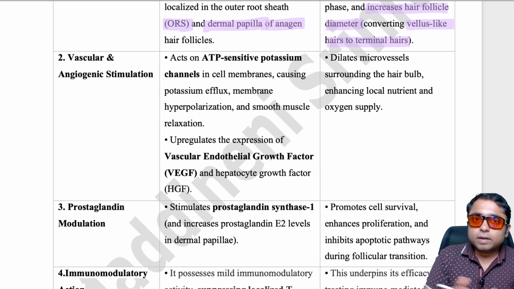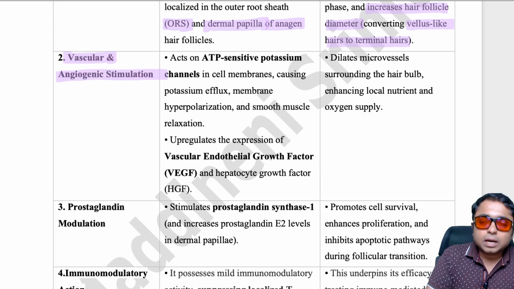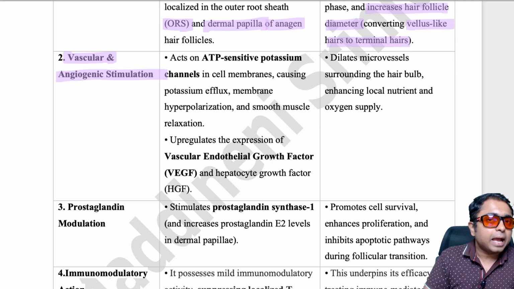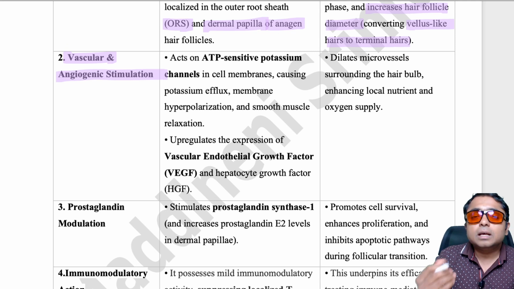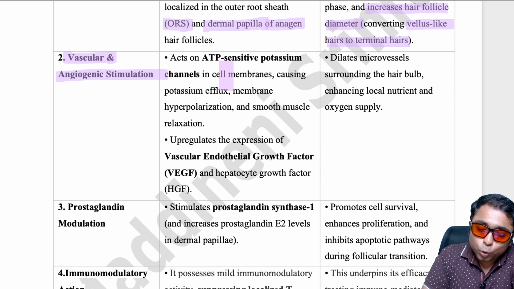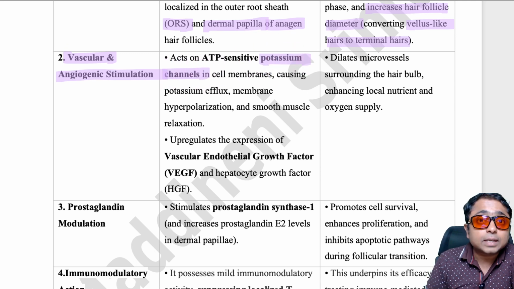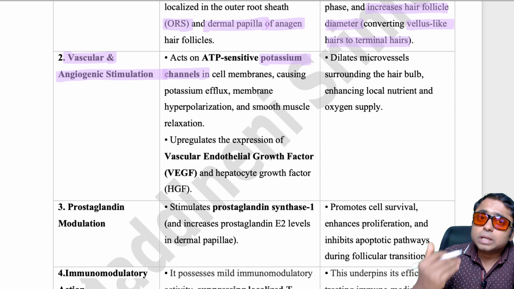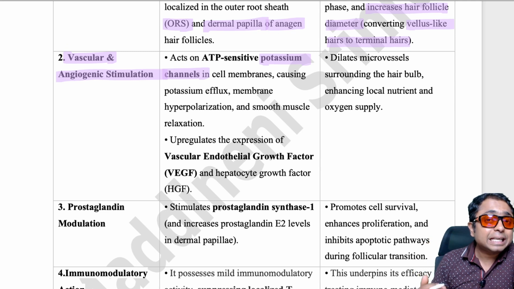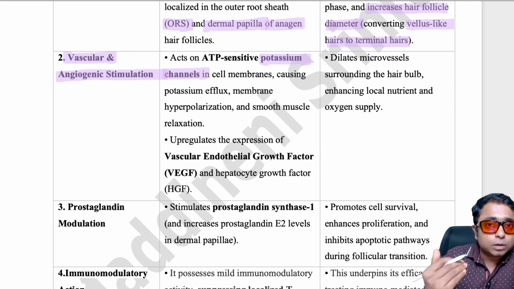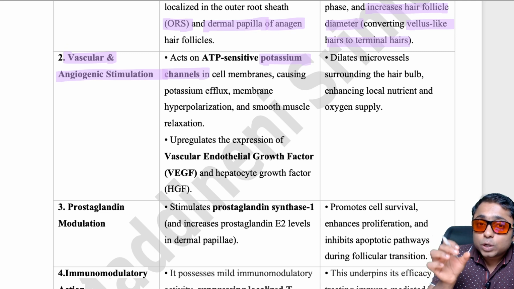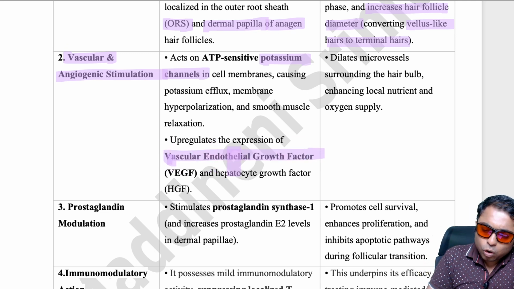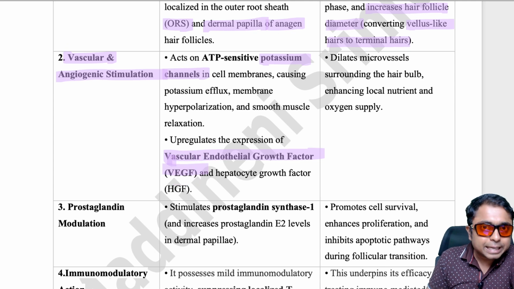Next one, very important one, the activity on the vascular and the angiogenic stimulation. And how is this going to achieve this? Because it is a potassium channel opener, there is going to be this vasodilatation, which will increase the blood circulation to the hair follicle. Also it will increase the vascular endothelial growth factor, hepatocyte growth factor, insulin growth factor levels in the hair follicles. So through all these, it is going to enhance the growth of the hair follicle.